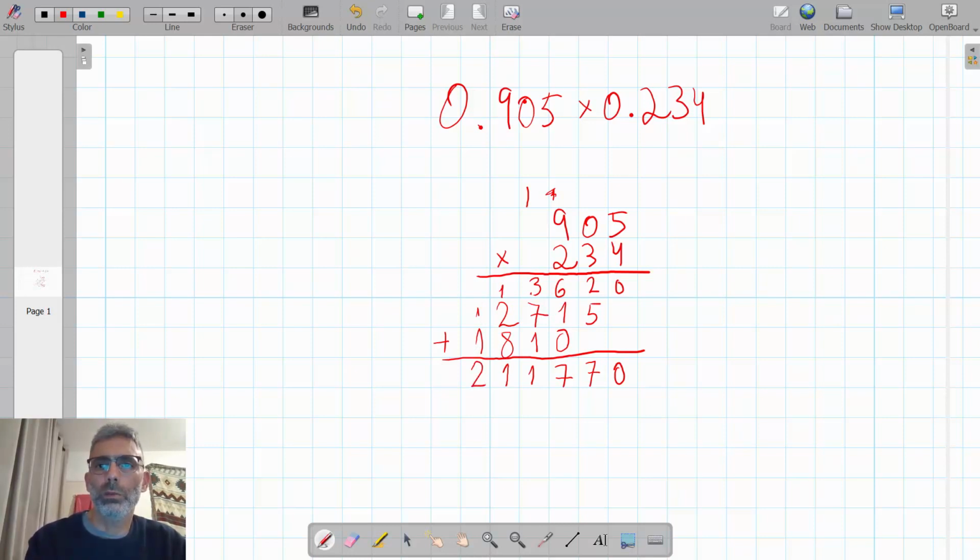Now I need to count 6 digits to the left. So the decimal point was here. It's 1, 2, 3, 4, 5, 6. So the answer is 0.21177.